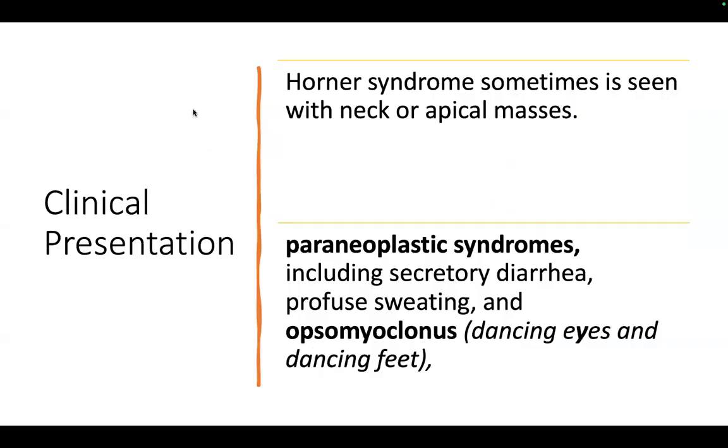Now, how does neuroblastoma usually present? Number 1, if there's the presence of a neck or an apical lung mass, since there's compression of the sympathetic chain, there can be Horner syndrome. There can also be paraneoplastic syndromes: profuse sweating, secretory diarrhea, and the most common is what we call opsoclonus myoclonus, or the dancing eyes, dancing feet syndrome.